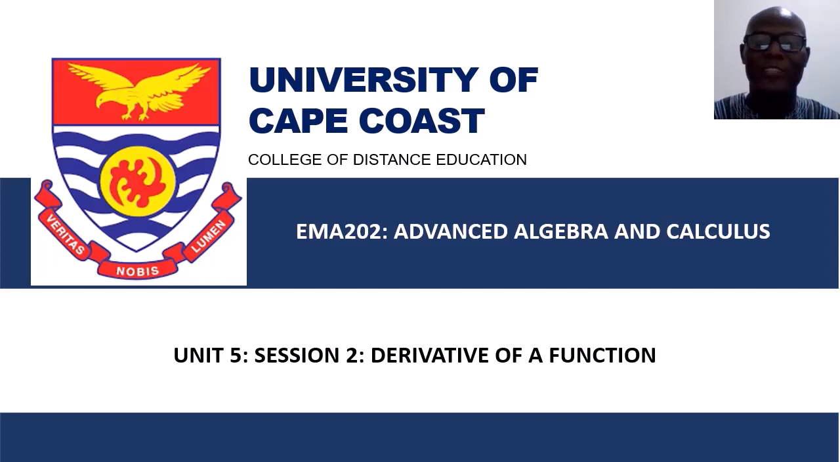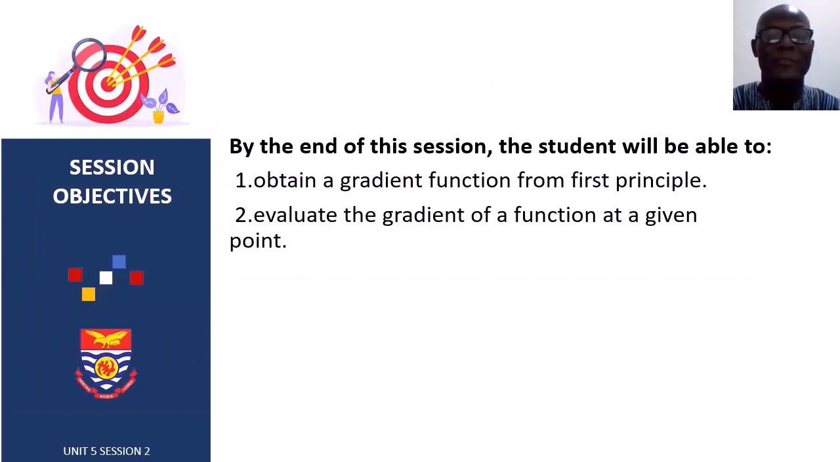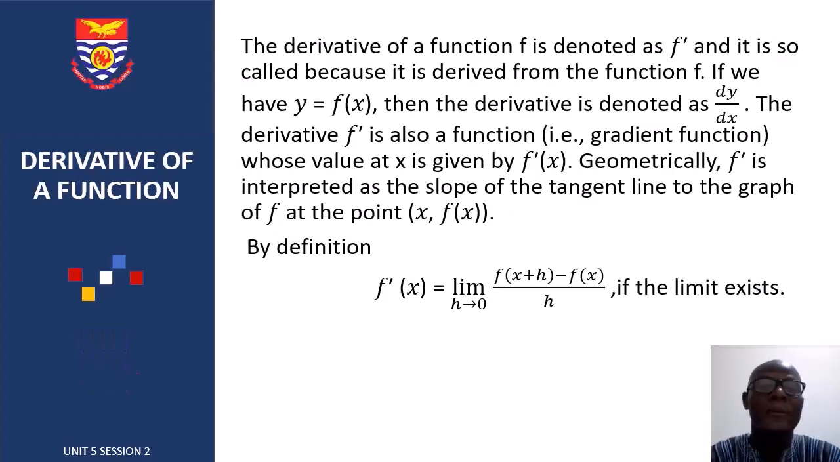Unit 5, Section 2, Derivative of a function. Section objectives. By the end of this session, the student will be able to: 1. Obtain a gradient function from first principles. 2. Evaluate the gradient of a function at a given point.